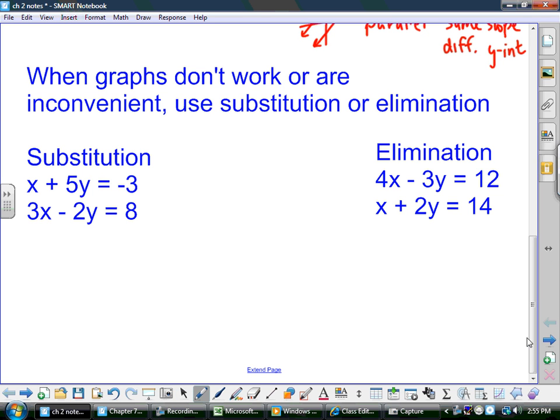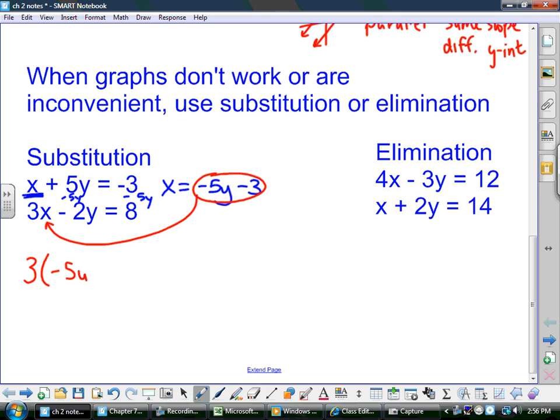If you're going to solve it by substitution, you need to start with getting one variable by itself in one of the equations. In this case, I can get x by itself if I subtract 5y from both sides, and get x equals -5y minus 3. I'm going to take that value and substitute it in where it says x in the second equation. Now I have an equation that only has y's in it, so I just need to solve it for y.